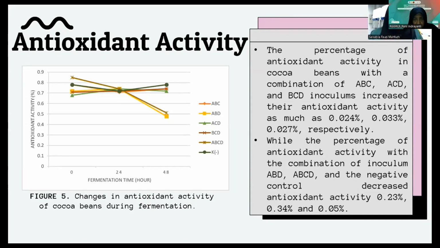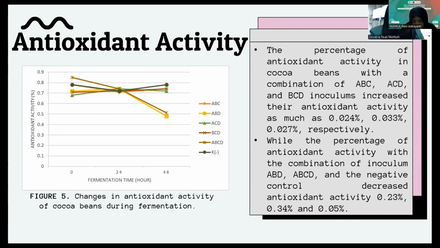Based on the results of this research, in the antioxidant activity test there were two trends in the yield at the end of fermentation, namely an increase and a decrease in the percentage of antioxidant activity. The antioxidant activity in cocoa beans with the combinations ABC, ACD, and BCD increased by 0.024%, 0.033%, and 0.027% respectively, while the antioxidant activity of combinations ABD, ABCD, and the negative control decreased.